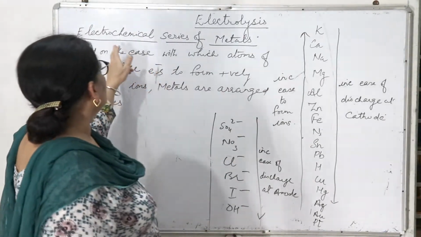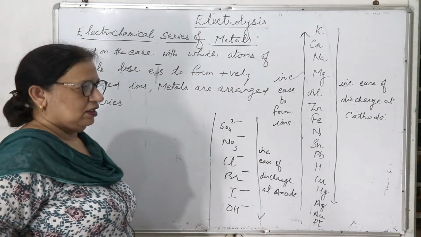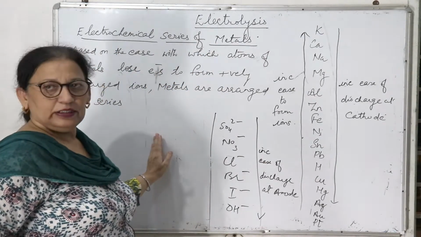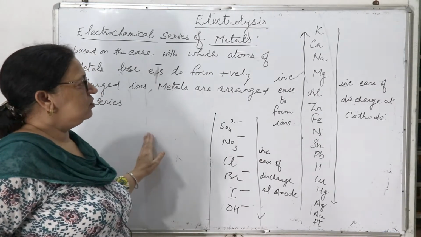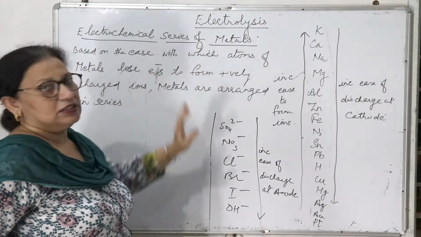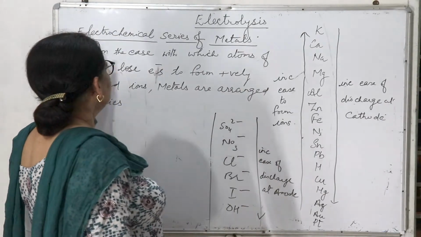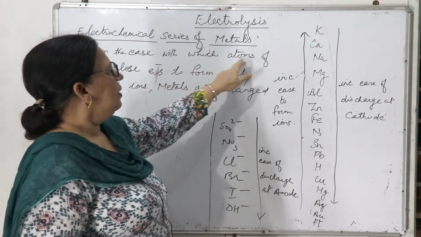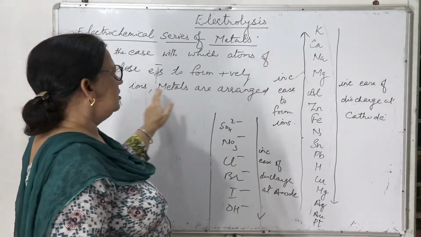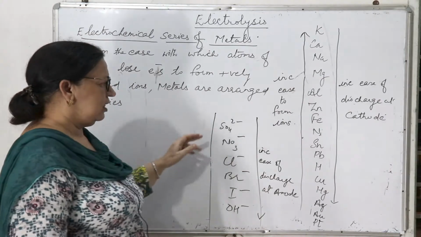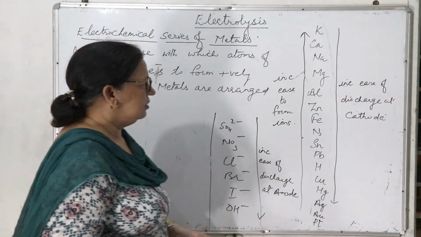Next topic for electrolysis is the electrochemical series of metals. In our junior classes we did the reactivity series of metals, the activity series of metals. Now it is the electrochemical series of metals. It is somewhat similar to the reactivity series. This is based on the ease with which atoms of metals lose electrons to form positively charged ions. Metals are arranged in a series, and that series is known as the electrochemical series of metals.